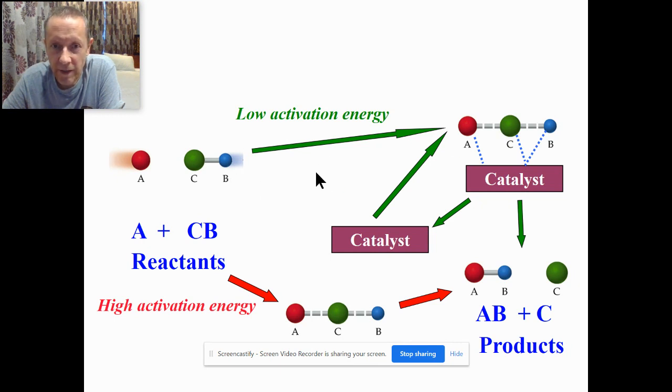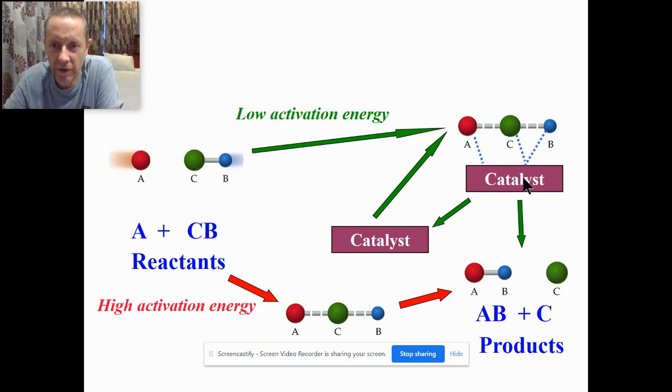Now, the way it's illustrated in this diagram is you can see that these little dotted lines here represent that everything is weakly bonding itself to a catalyst surface. This is what it meant in the previous slide by the catalyst provides a surface for the reaction to take place on.